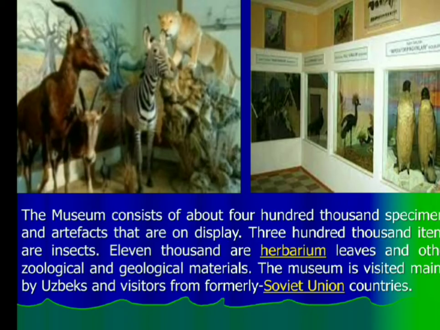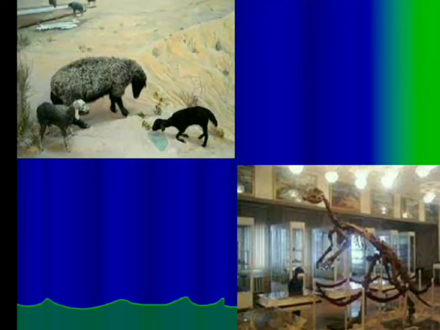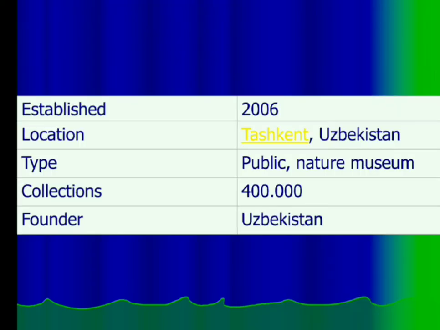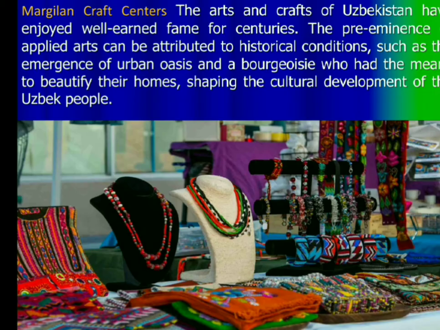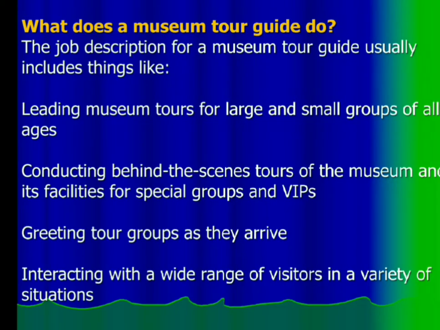On the screen you can see parts of it. Especially a lot of people, Uzbek and others, visit these places. And of course this place is very interesting for little children with its rich collections. It tells much about the nature of Uzbekistan. On the screen you can see when it was established, location, type, and collections, approximately more than 400,000. And of course, Margilan Craft Center is popular for its artworks and craftworks that tell much about the culture of Uzbek people.